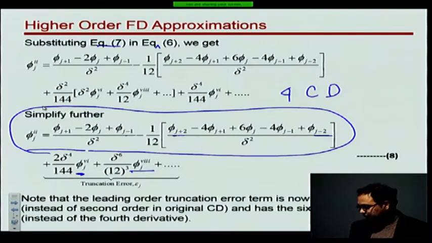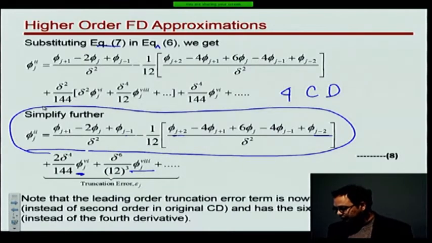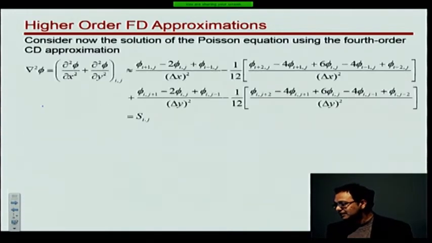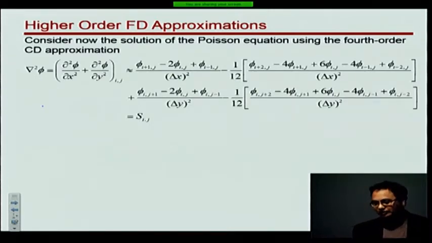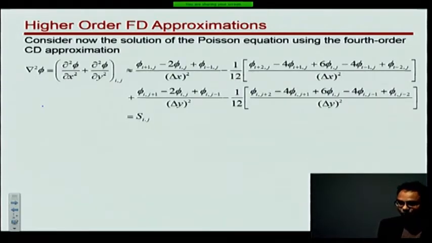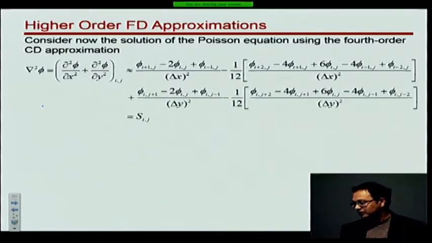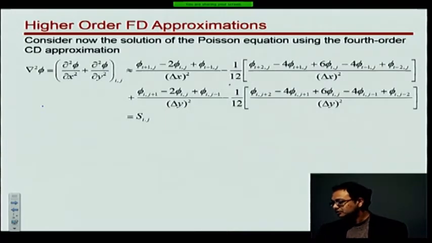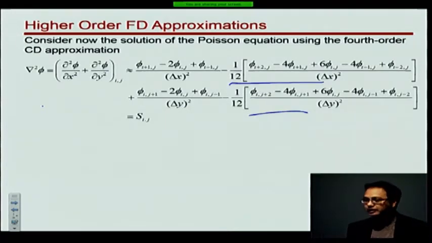What we are going to do now is, let's say we take the Poisson equation that you've been solving, for example, for your homework, and we now plug in the central difference formula. So this is what we end up getting. These two terms, this one and that one, they're extra because of the higher order approximation.